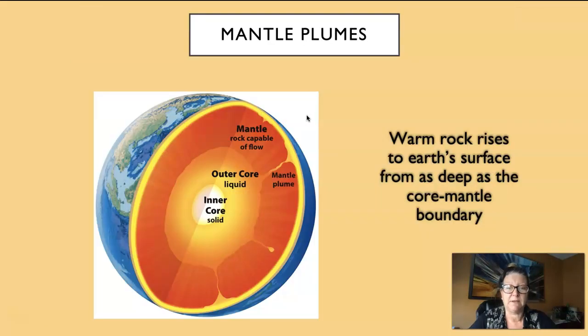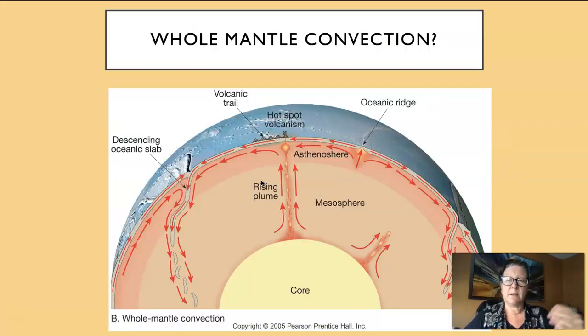So many people believe that hotspots are fed from plumes of material that comes all the way from the core mantle boundary. But not everyone believes that. In fact, this is one of the big controversies in geology and plate tectonics today. Some people believe that the entire mantle convects.